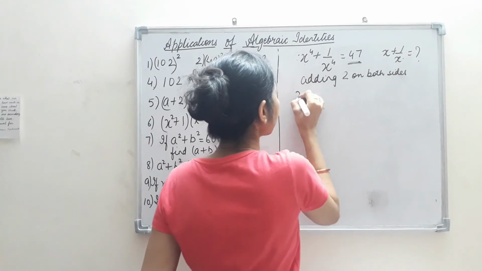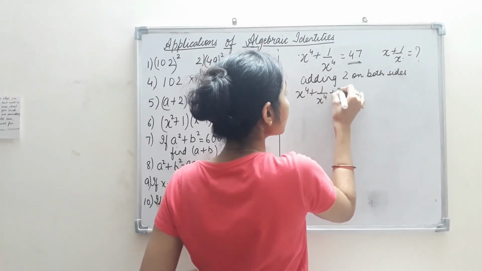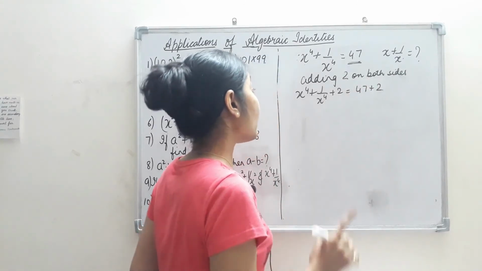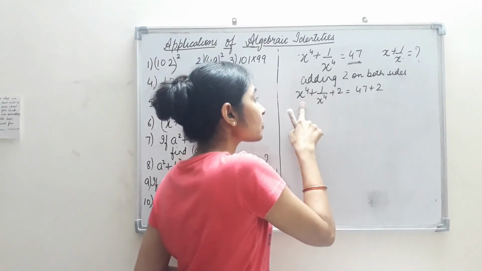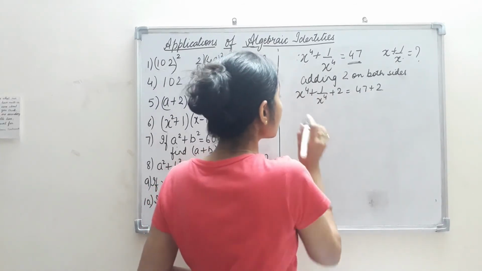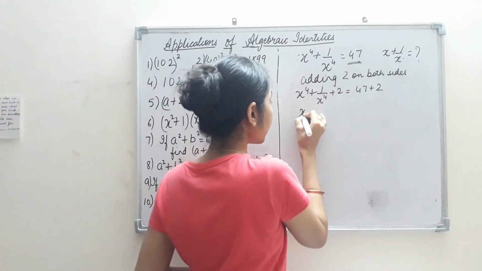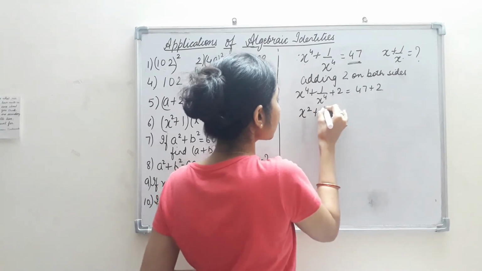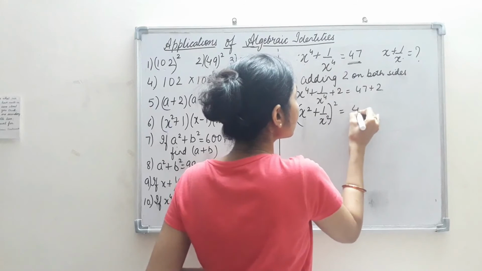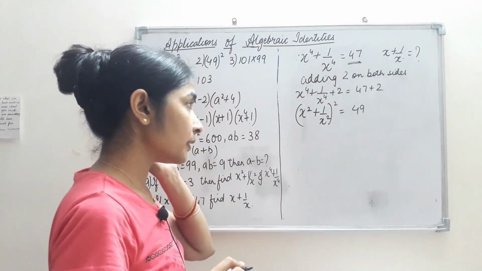So what do we get? x raised to the power 4 plus 1 upon x raised to the power 4 plus 2 is equal to 47 plus 2. Now this is in the form of a square plus b square plus 2ab, and this is now 49. So this is the square of x square. We can write this as x square plus 1 upon x square whole square is equal to 49.